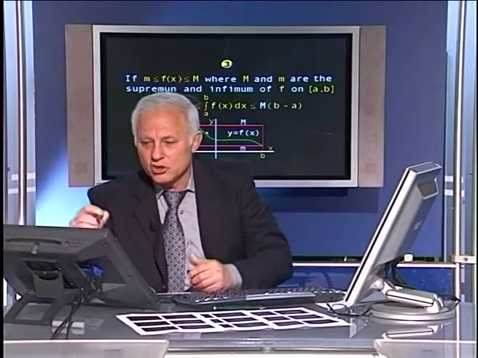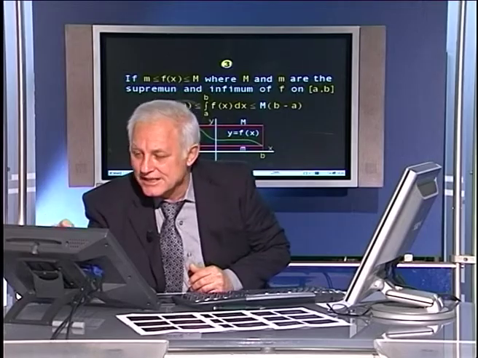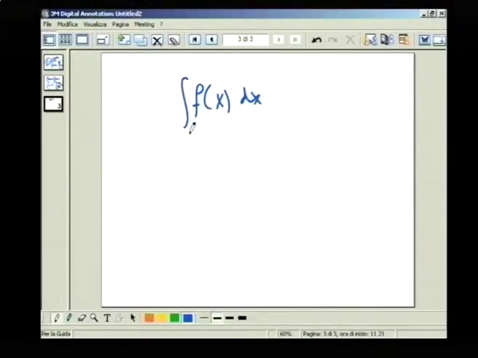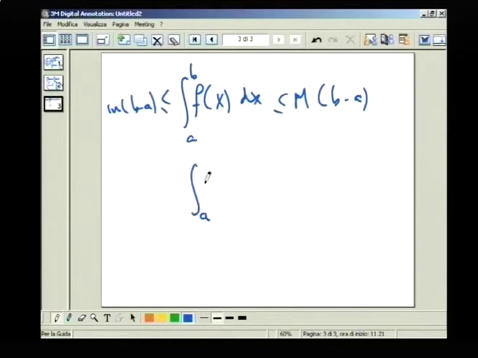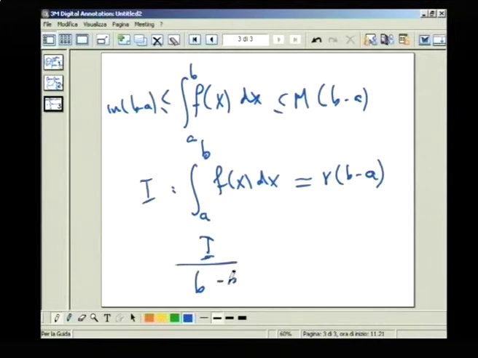So, if this is so, then directly you can say that since f of x, the area from a to b, is smaller than capital M times b minus a and greater than small m times b minus a, your integral will be equal to a value in between capital M and small m, let us call it r, times b minus a. So now, you can divide the integral, which you call I, by b minus a, and what you obtain here is r. Your r is the mean value of your function over the interval ab.